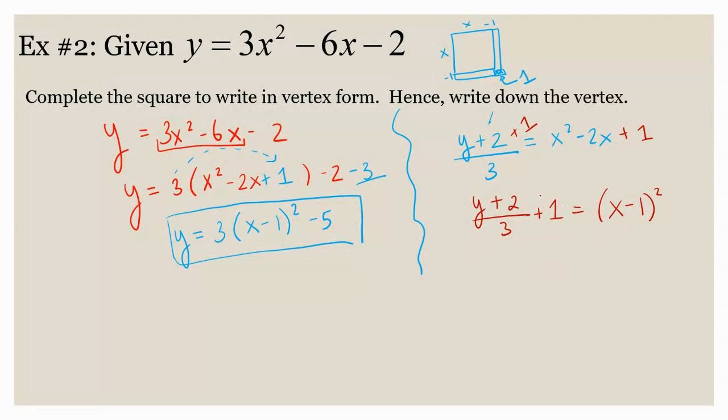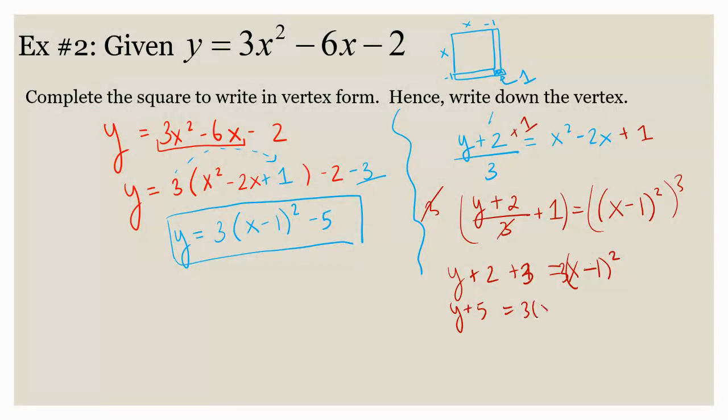Okay, let's get this taken care of. I'll multiply both sides by 3. That's going to get rid of that 3. y plus 2 plus 1 equals, oh no, plus 3 plus 3 times x minus 1 squared. And then that's y plus 5 equals 3 times x minus 1 squared. Yeah, that's another way if you want to think about it like that. And it gets to be the same thing.